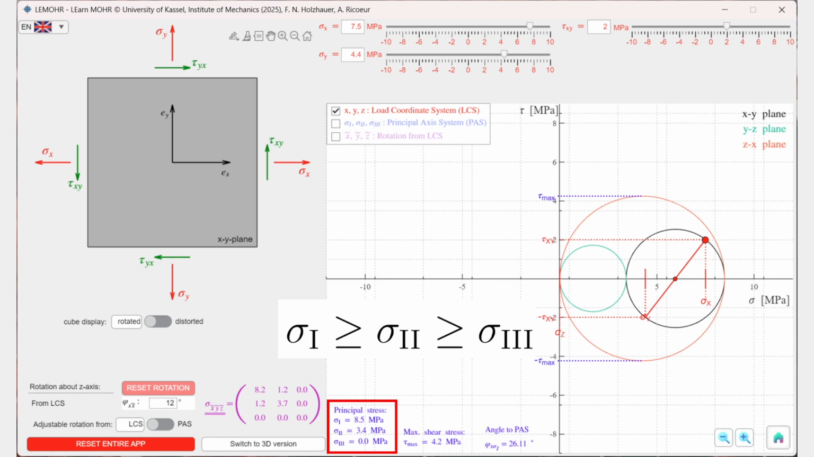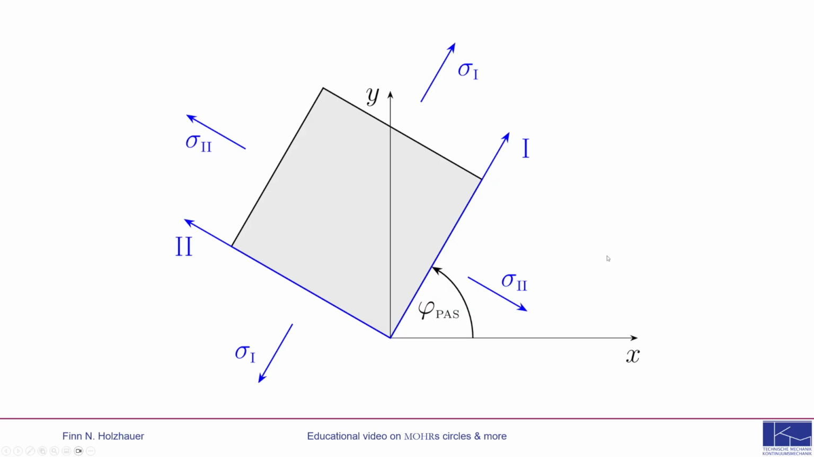If the infinitesimal cube is viewed at the angle phi PAS, it is oriented in the principal axis system. The principal axis system is the coordinate system whose axes align with the principal directions, where the shear stress components vanish and the normal stresses become maximal. The resulting normal stresses sigma 1 and sigma 2 are the principal stresses.